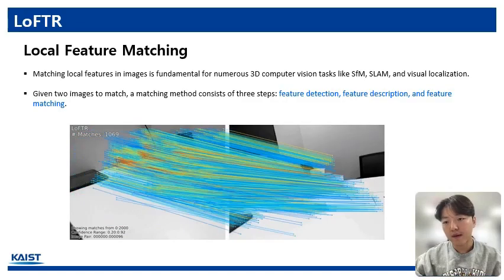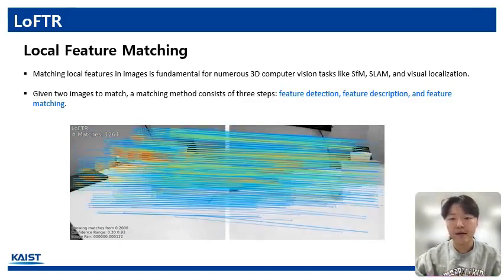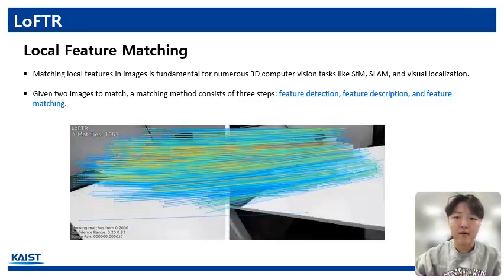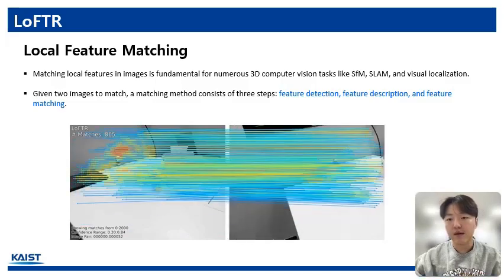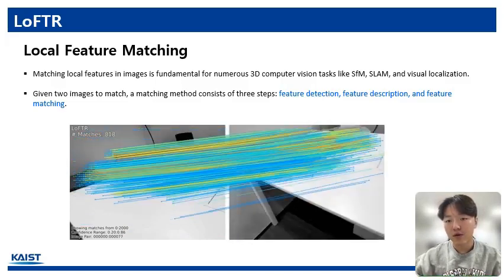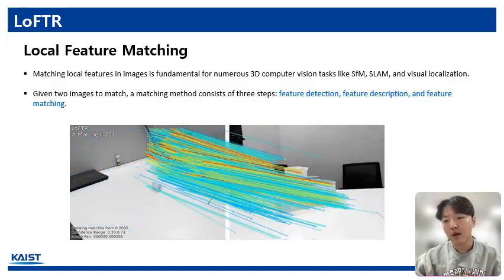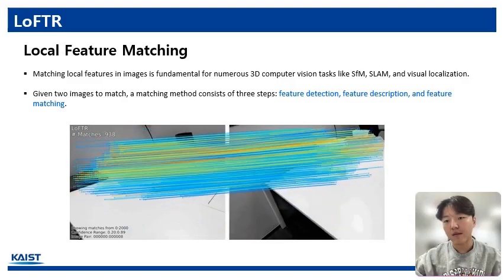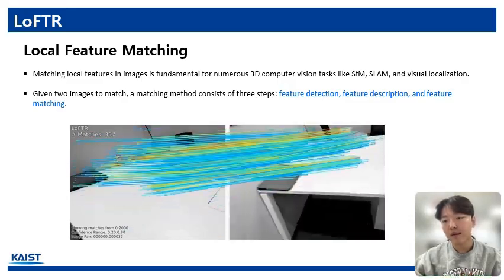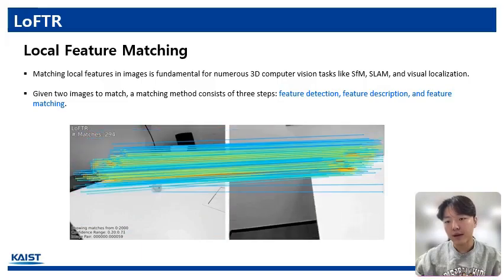Feature detection is followed by the feature description phase. In this step, we assign descriptors to the previously detected features. These descriptors create a unique signature for each feature, allowing it to be distinguished from the others. These descriptions play an important role in the matching process.